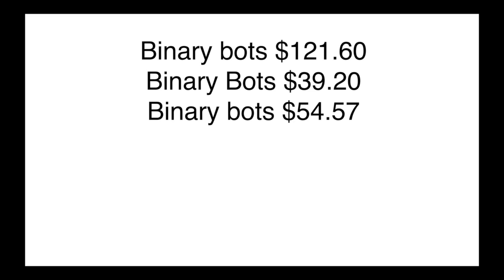So what we've got so far is a binary bot in a previous video for this month made a profit of 121.60. Another few binary bots there, a 39.20 profit. And then the last one I just showed you there was 54.57. So far for a month, I've gone from April up to the current time in May.